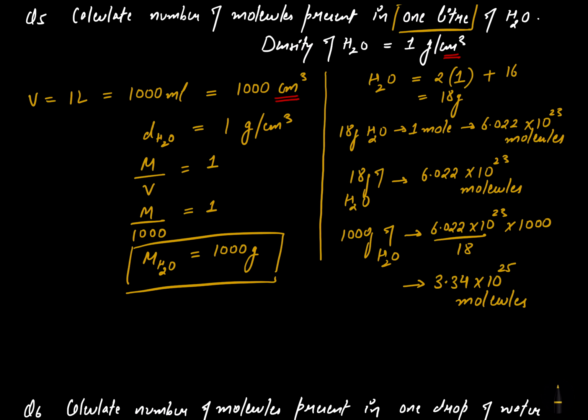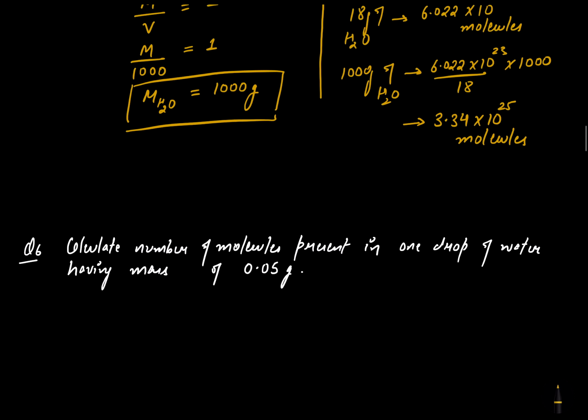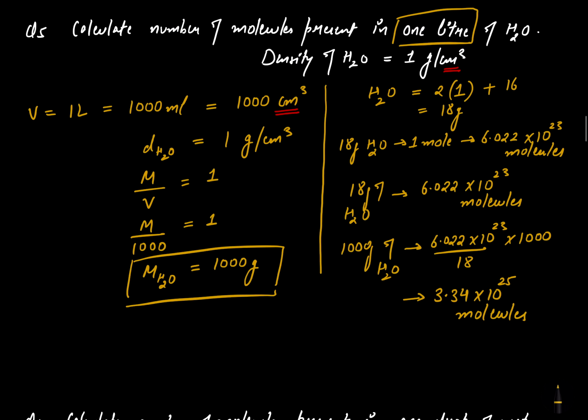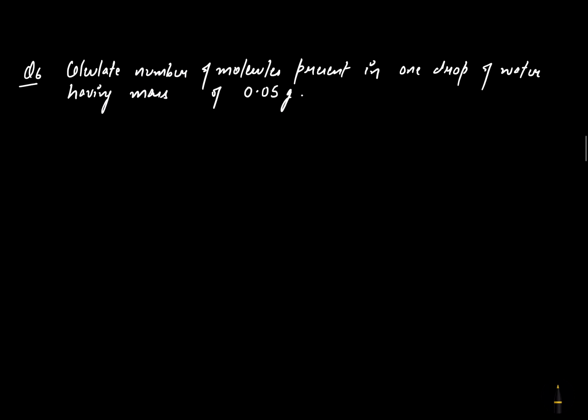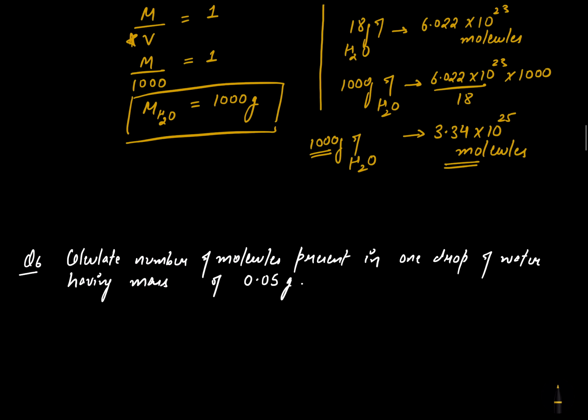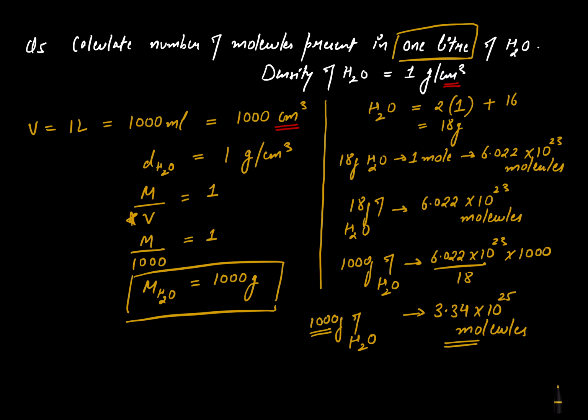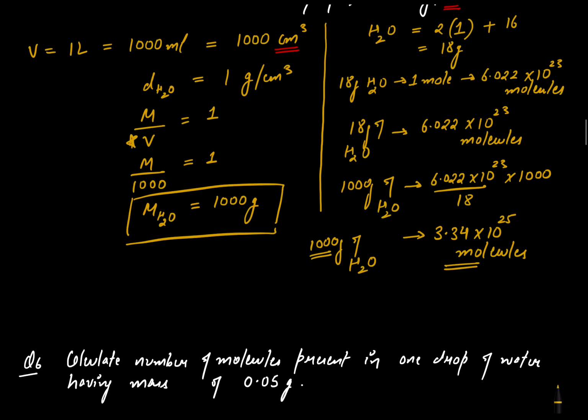There are more methods also to solve this type of question, so I have taken the most basic one to make you understand the concept. So it was the fifth numerical. In this fifth numerical, I got the number of molecules that are present in 1000 gram of water, because 1000 gram is the mass of water for 1000 ml. Hopefully you understood the fifth numerical. Okay, let's move to the sixth one.